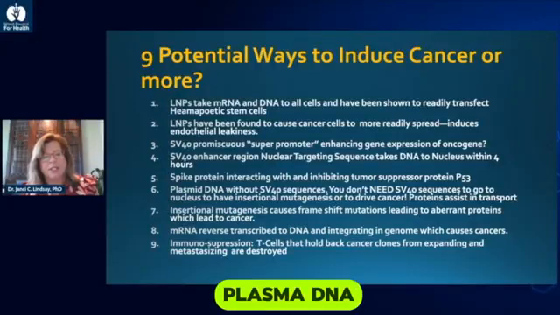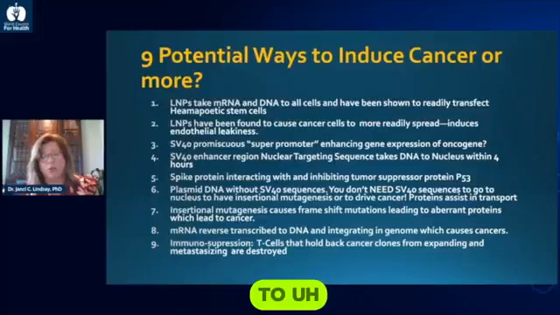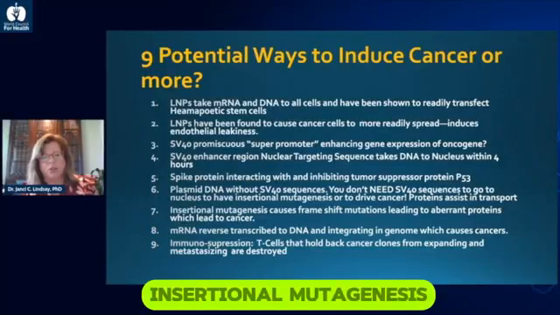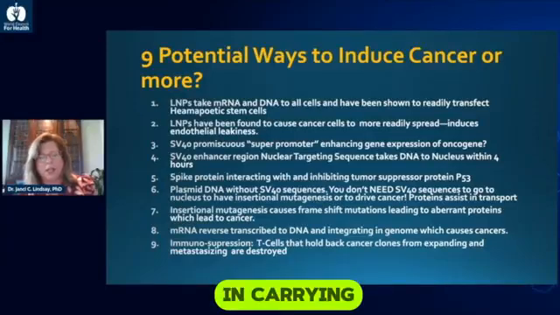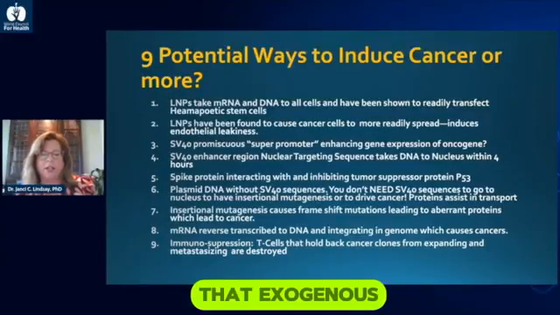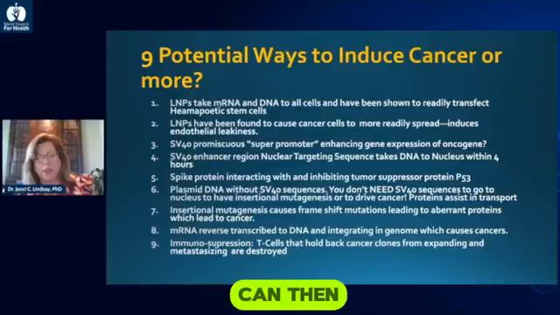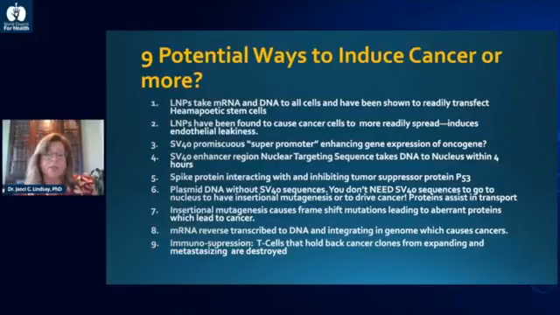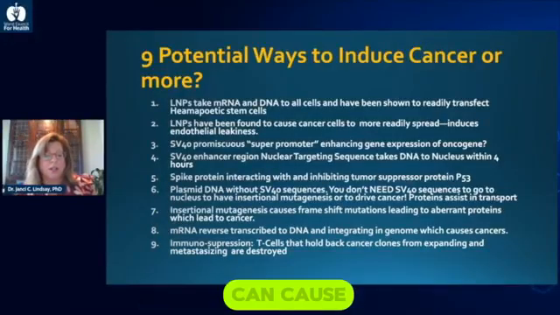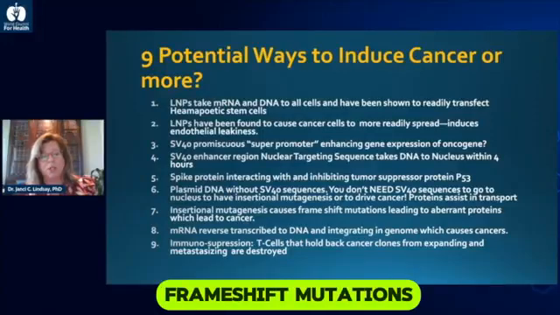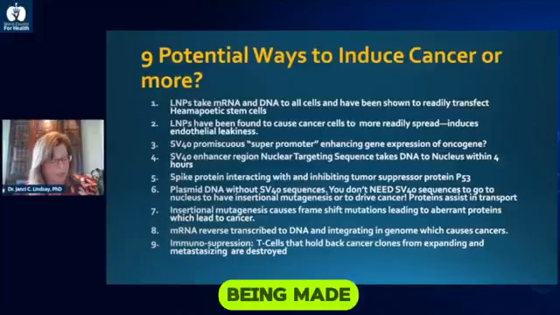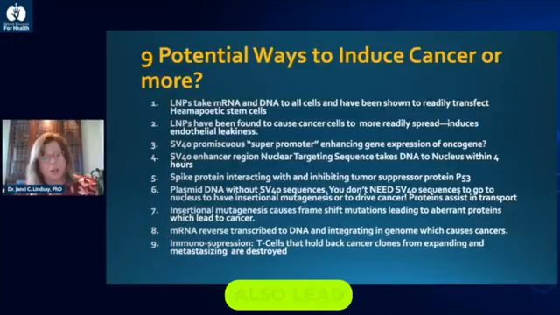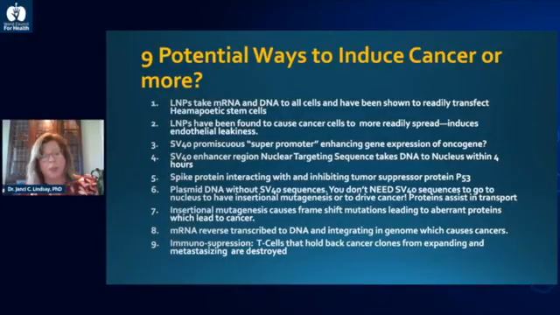And then plasmid DNA does not need to have the SV40 sequences in order to be able to cause insertional mutagenesis and to go to the nucleus. There are lots of proteins that assist in binding to and carrying that exogenous DNA to the nucleus, where it can then be integrated. So insertional mutagenesis can cause something called frameshift mutations, which also lead to aberrant proteins being made. Those aberrant proteins can also lead to cancer.